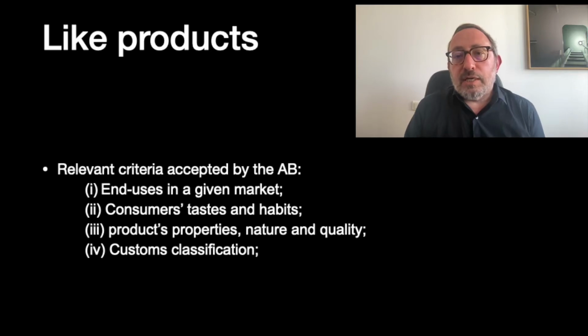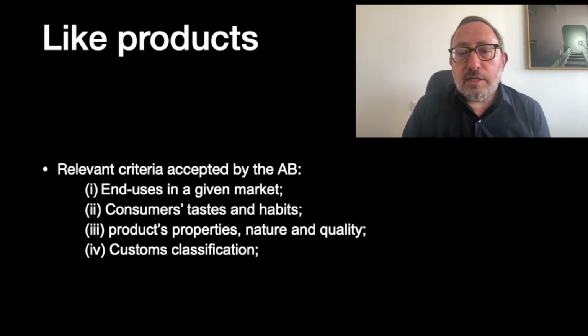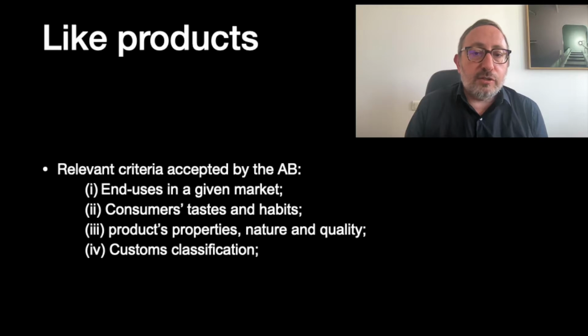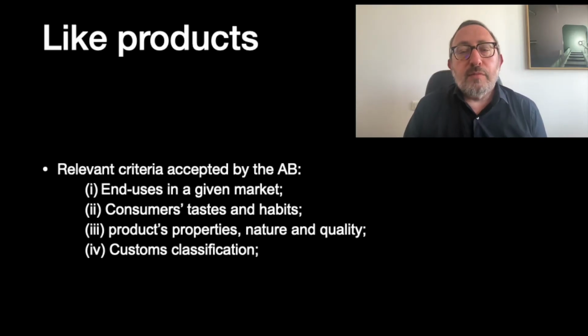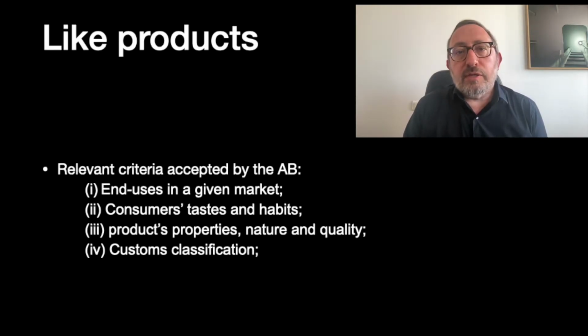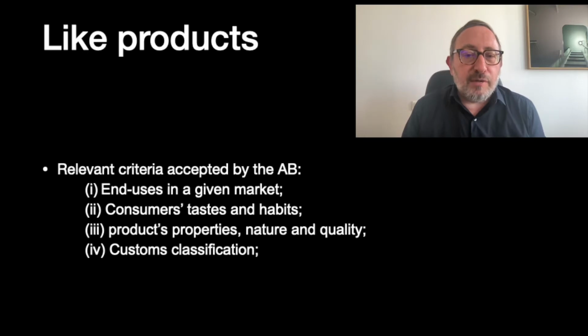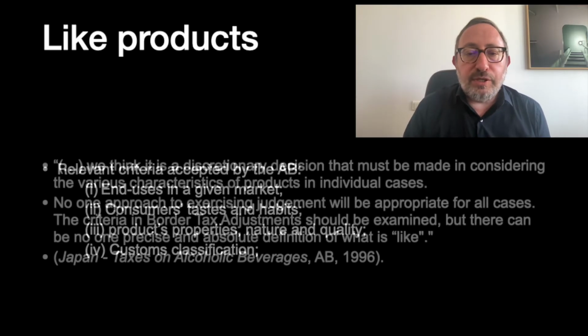Now, the appellate body has adopted these criteria, and it has presented them, as you can see here, looking at the end uses in a given market, the consumers' tastes and habits, although these may change over time and from country to country, the product's characteristics, their nature and quality, and finally the criterion of customs classification. Because we're dealing with a trade agreement, customs classifications may be important in understanding whether or not members have viewed two products as being like products, or at least having a competitive relationship between them.